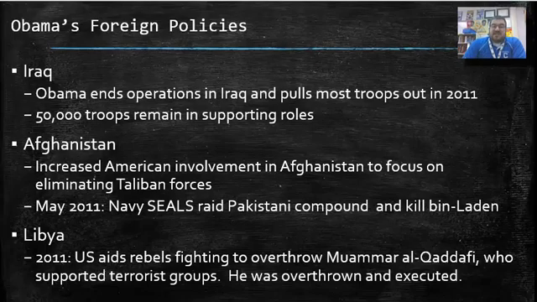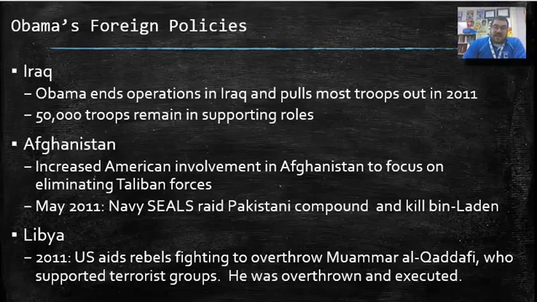In his foreign policy, in Iraq, he formally ends operations and pulls most of the troops out before 2011. We still have troops there today in supporting roles. In Afghanistan, he increased American involvement after he won the Nobel Peace Prize, which was kind of ironic to me, targeting the Taliban forces there. And finally, in May 2011, he gave the go-ahead for the raid of the Pakistani compound where Osama bin Laden was kept, and they killed Osama bin Laden.